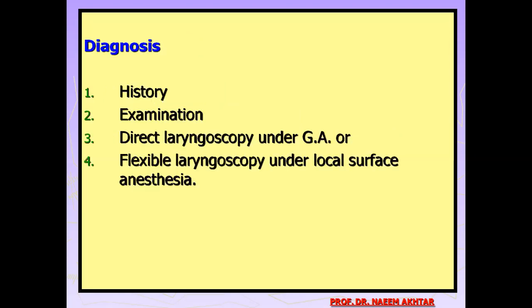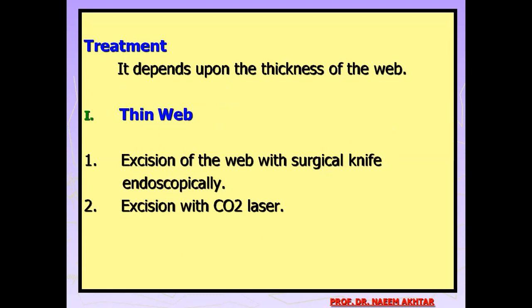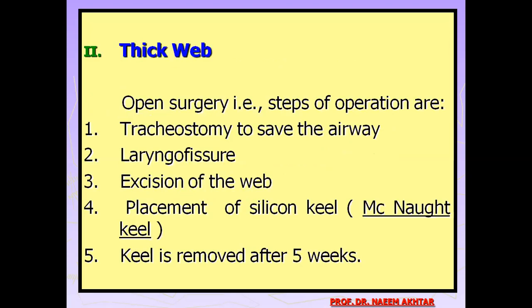The diagnosis may be made by history, examination of the patient, direct laryngoscopy under general anesthesia, or flexible laryngoscopy under local anesthesia. Treatment depends upon the thickness of the web. If the web is thin, then excision of the web with surgical knife endoscopically, or the web may be excised with the help of carbon dioxide laser. If the web is thick, then open surgery is advised.